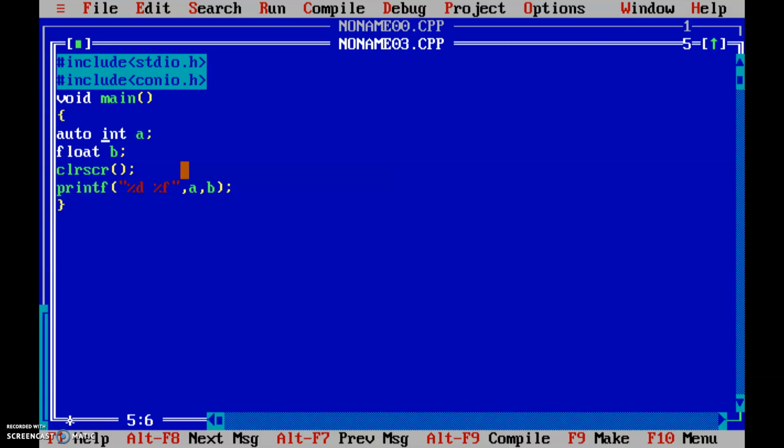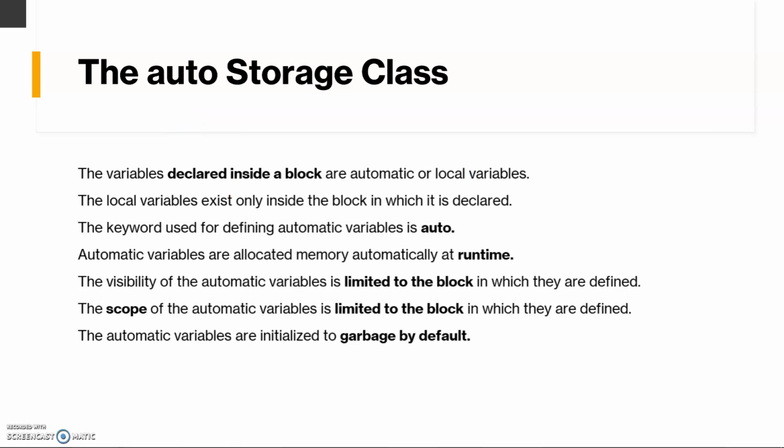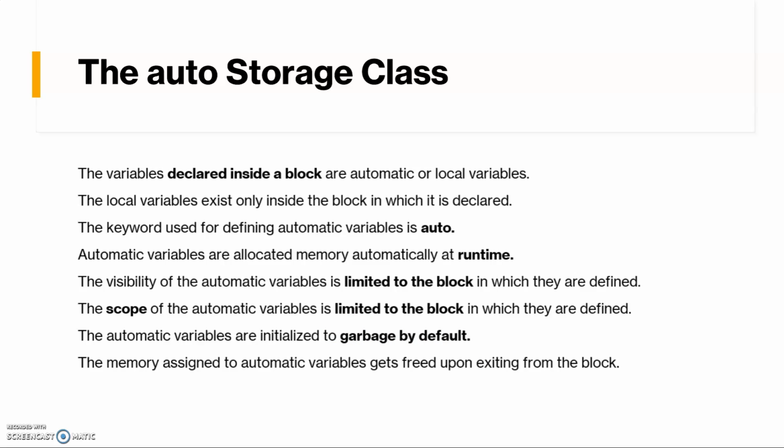So that is what was told: whenever you try to display a value without initializing an automatic variable, a garbage value will be assigned by default. Garbage value is nothing but a random value, and the memory assigned to automatic variables will be removed upon exit from that block. So once it comes out of that block, that memory will be freed. That means that memory will be empty. Got it, all of you?